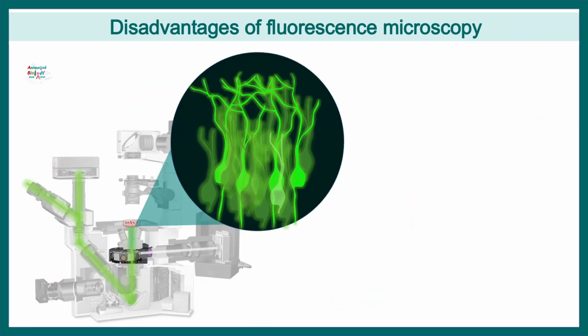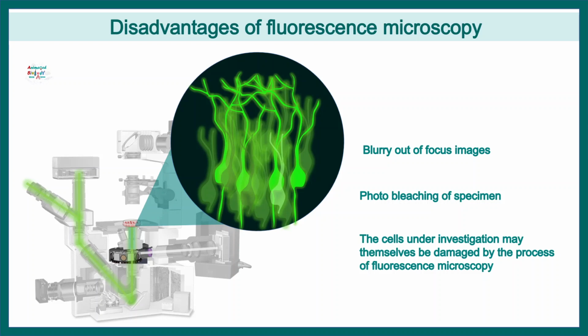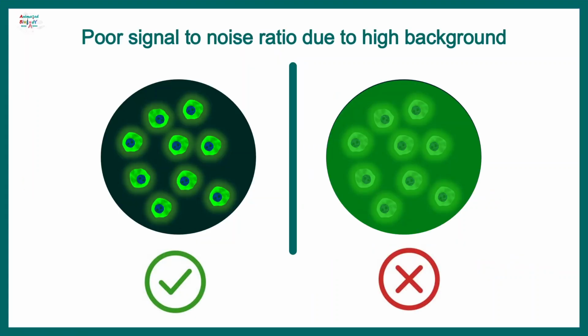Now, the disadvantages of fluorescence microscopy are also important to understand. First of all, fluorescence microscopy gives a blurry and out of focus image. Now, photobleaching of the specimen is another problem, and the cells under investigation may themselves be damaged in the process of fluorescence microscopy due to phototoxicity. Now, poor signal to noise ratio is due to higher background. Generally, in the left hand side image, this is your expected image, but due to a high background, you see an image like this, much blurrier with a lot of background.